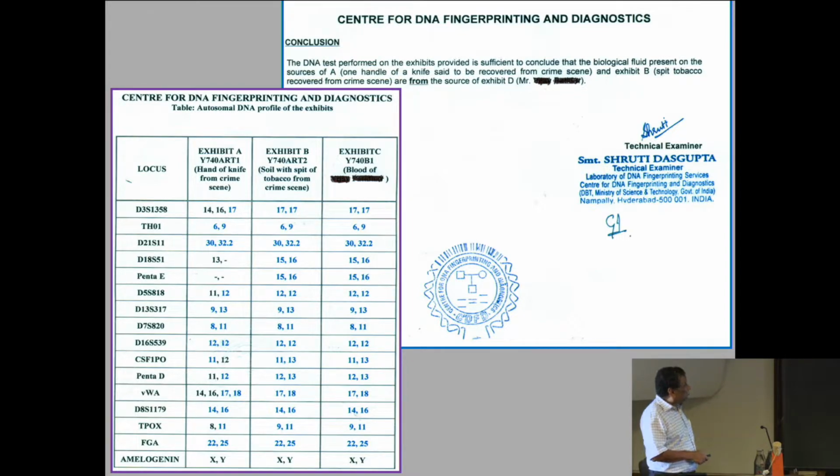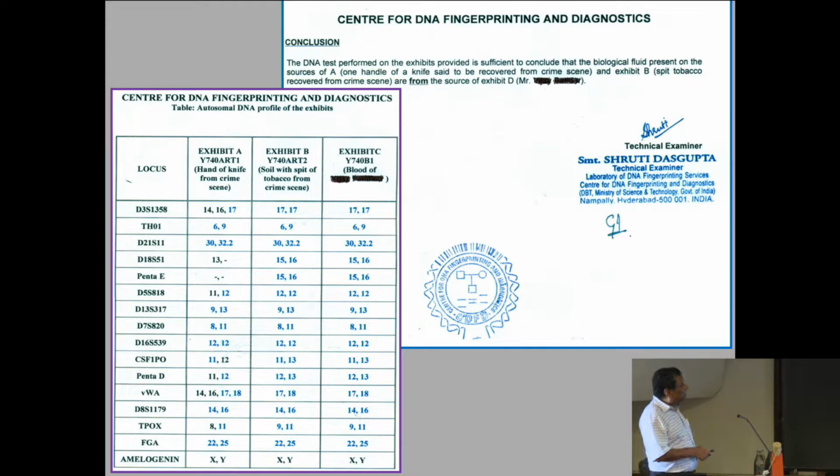So what was done here is that there was a crime scene from which the police had got a spot of soil on which there was spit, right? And there was also a knife found at the crime scene. There was a knife found at the crime scene where we got the DNA from that as well. So DNA profiles were made from the DNA obtained from the knife handle, from the soil in the crime scene, and from one suspect. I blanked out the suspect's name because it's the proper thing to do.